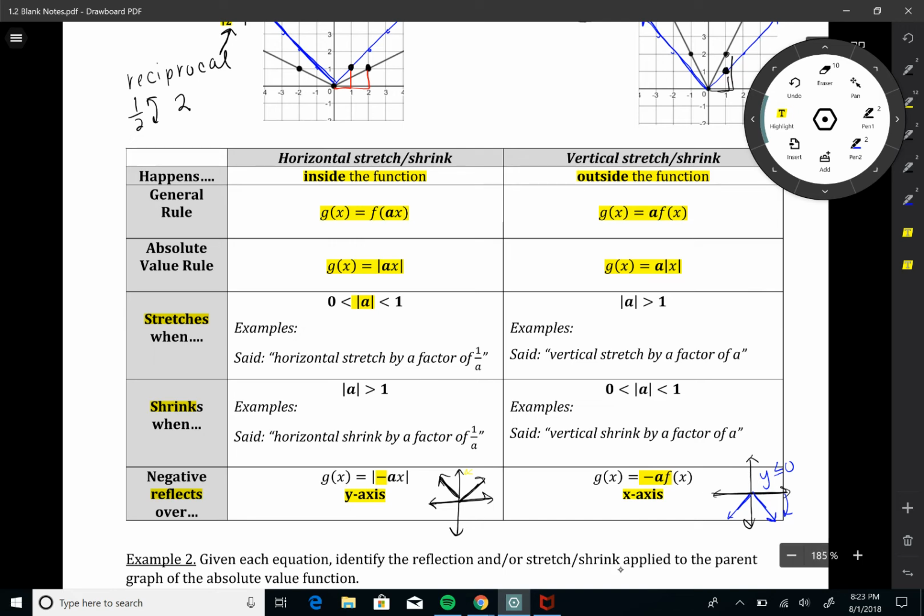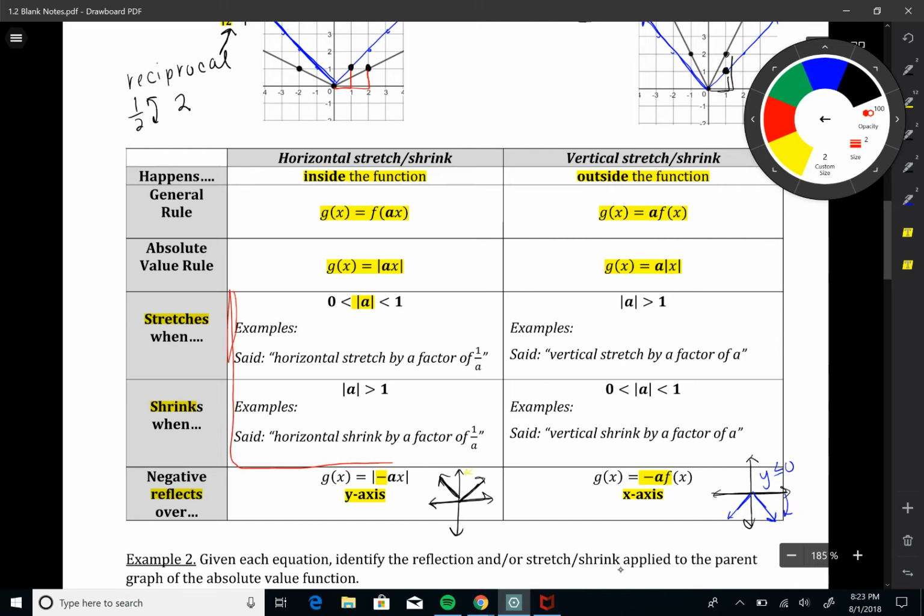So again, I want to focus on our horizontal, because remember, horizontal, you have to think reciprocal. So right here, it stretches when the absolute value of A is greater than 0, but less than 1. That would be a number between 0 and 1, like 1/2. Or if I took the absolute value of negative 1/3, its absolute value is positive 1/3, which is greater than 0 and less than 1. And then it says horizontal stretch by a factor of 1 over A. That means that's the reciprocal. So this would actually be a horizontal stretch by 3, even though in the function it would be a 1/3.